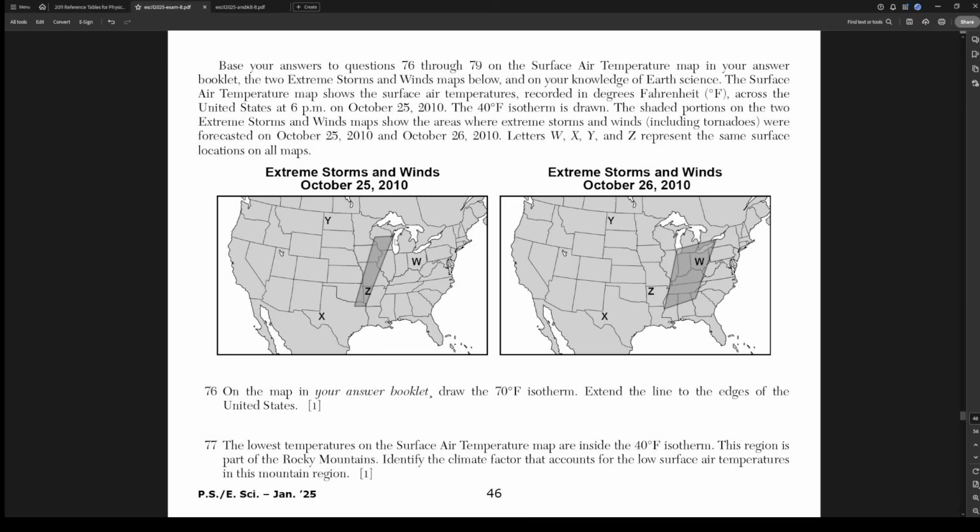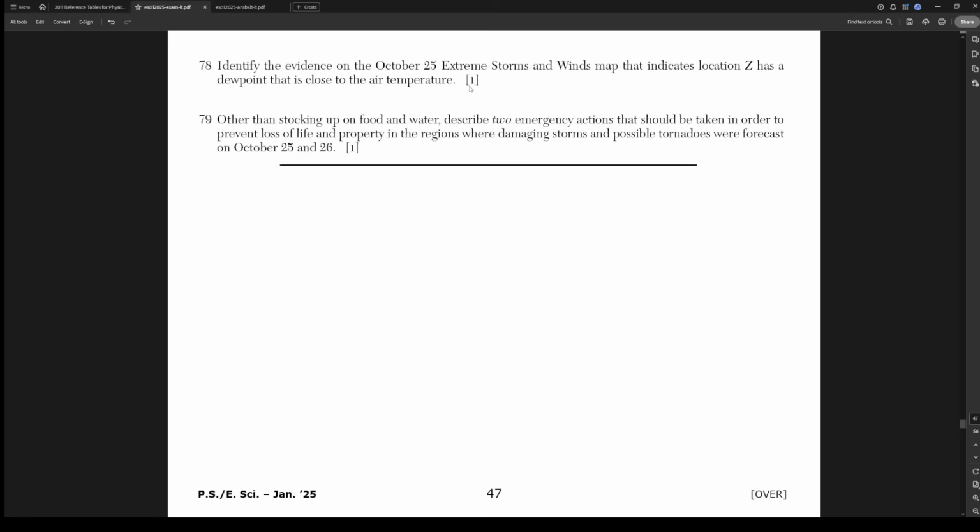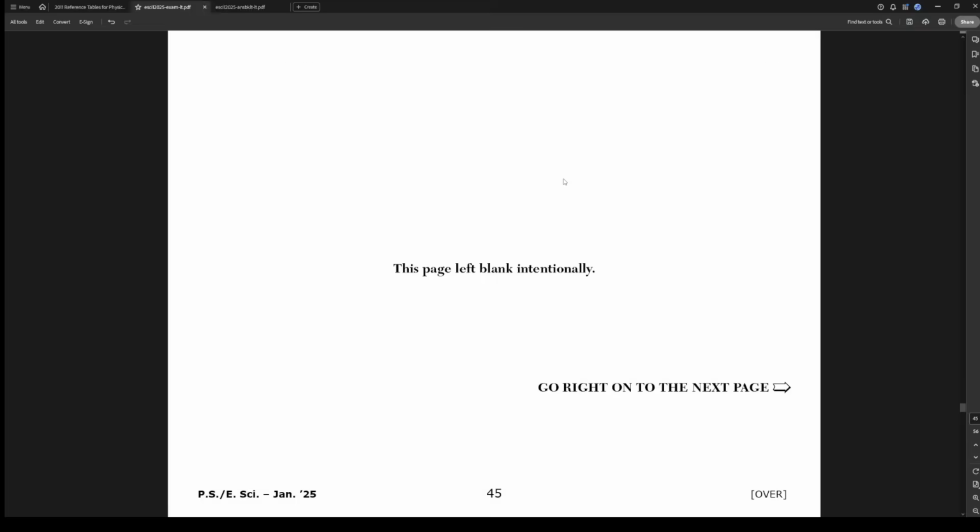All right, 78. What evidence on the October 25th extreme storms and wind map indicates that location Z has a dew point that's close to the air temperature? Okay, anything where the dew point is close to the air temperature, relative humidity is 100%. You could also say there's precipitation. Anything like that is going to say the air temperature is close to the dew point. But let's check the map.